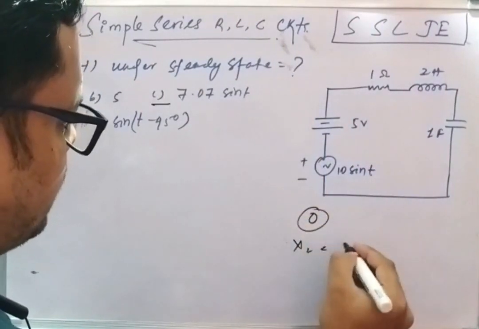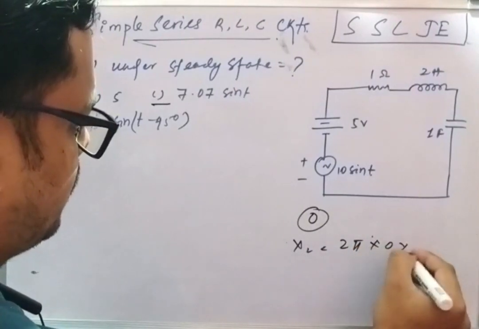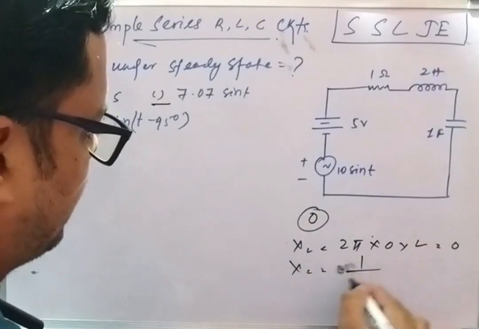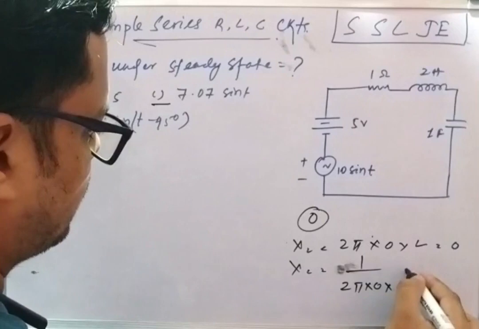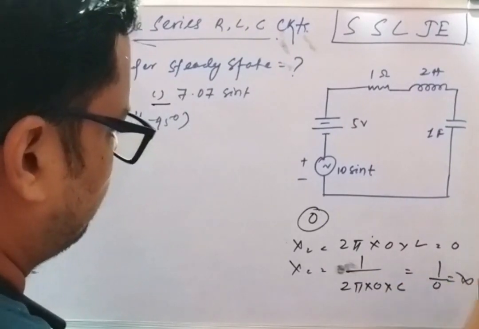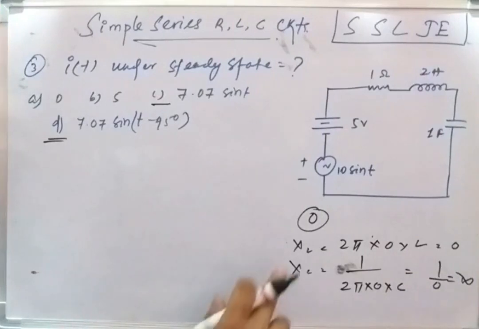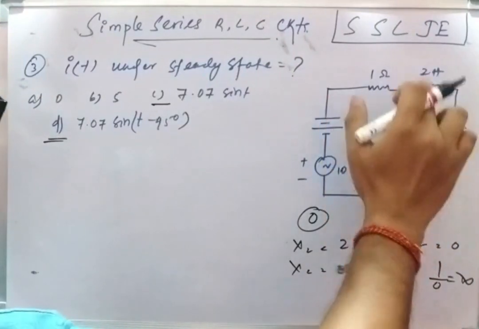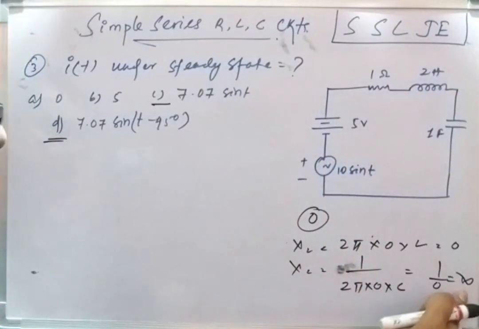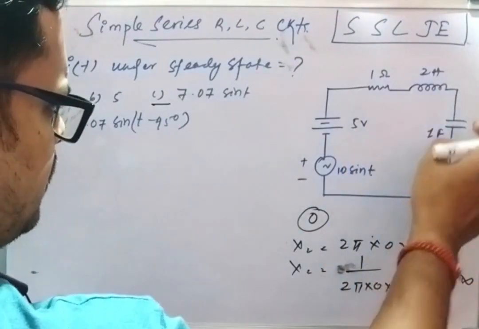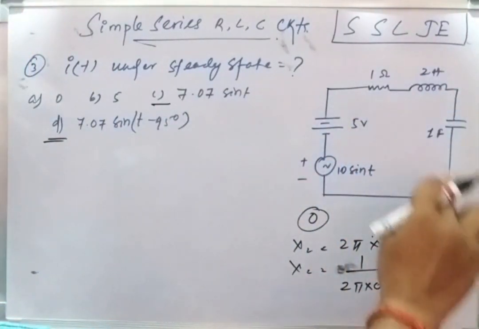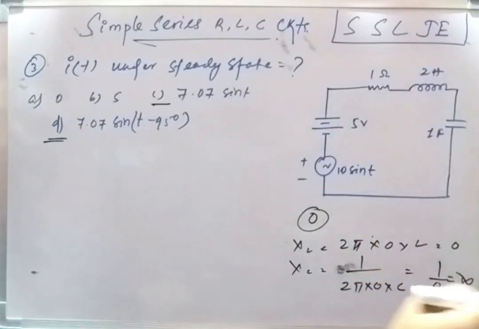So XL will be 2 pi into 0 into L, you will get a 0, and XC will be 1 by 2 pi 0 into C, you will get 1 by 0, that is infinity. So the inductor is acting as zero resistance. Zero resistance means short, and XC will act as infinite resistance, that is open circuit. So for a steady state condition, the inductor will act as a short circuit and the capacitor will act as an open circuit.